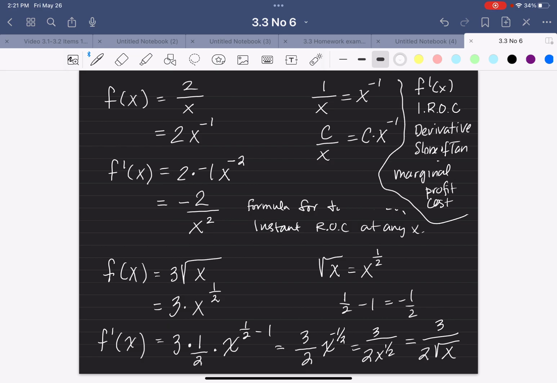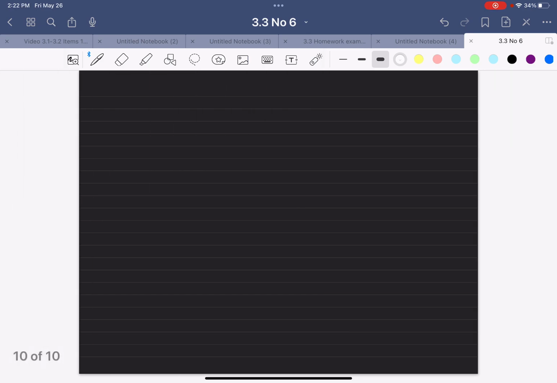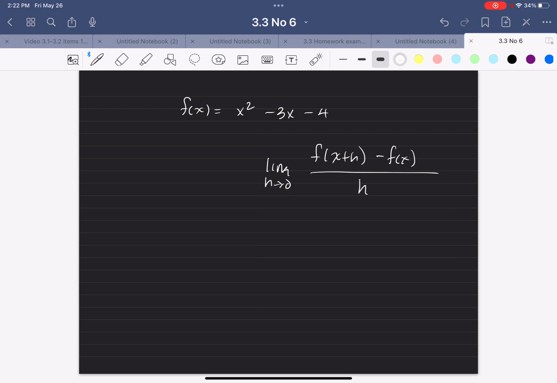Now, I will ask you to use the long method once on a polynomial function. So something like f of x equals x squared minus 3x minus 4. So you'll have to do the long formula, the limit formula, at least once on an assessment, but probably not more than once, just to show that you know what the definition is. We're going to use these shortcuts. It's much more efficient, and there are a lot more shortcuts that we have to learn, but these will get you through these initial sections.